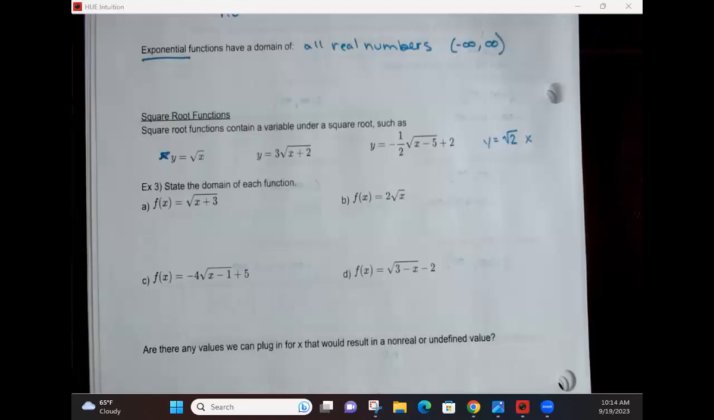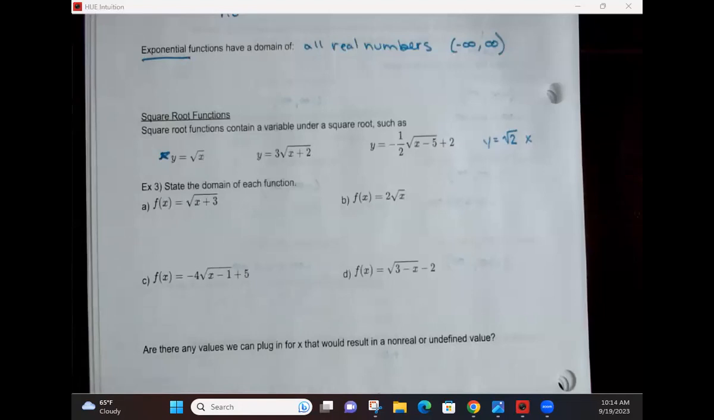Yes. Positive fractions for sure. Could I plug in negative numbers for x? I've got some waffling on that one, negative numbers. Are there any negative numbers that I could plug in for x? Could I plug in any negative number? No, that's the difference, right?